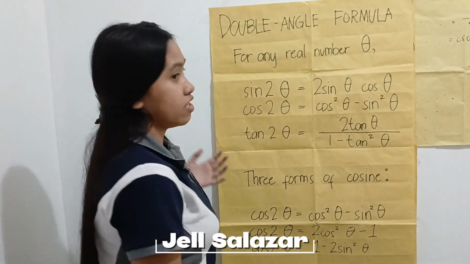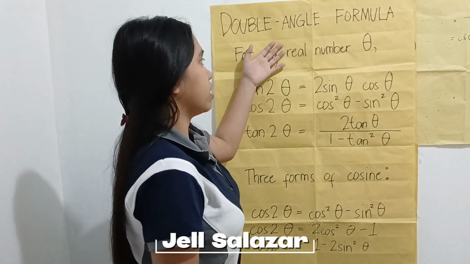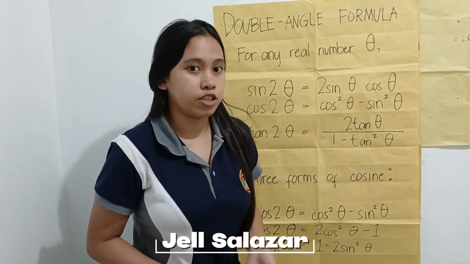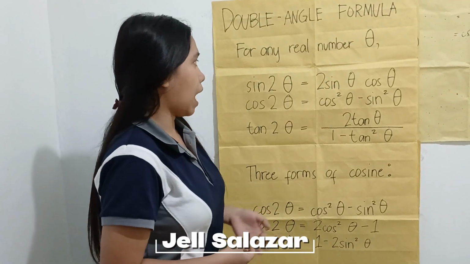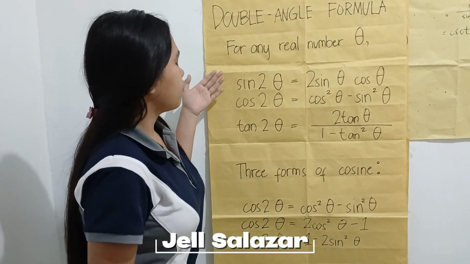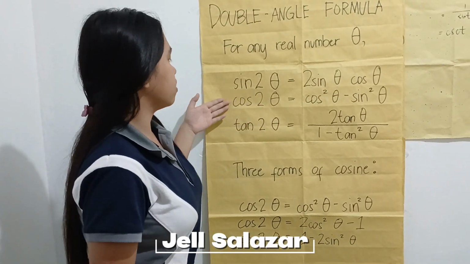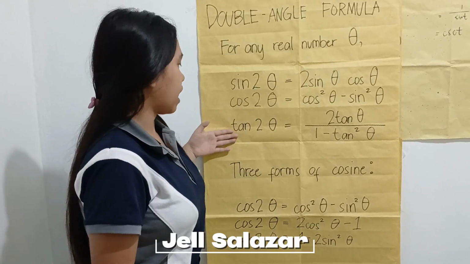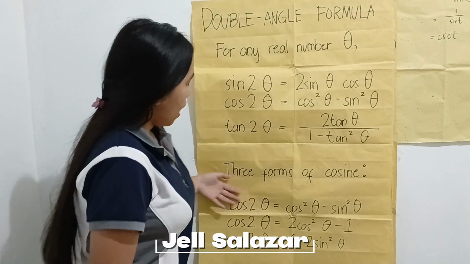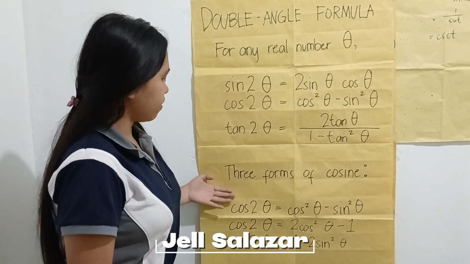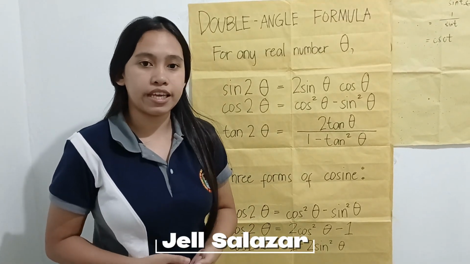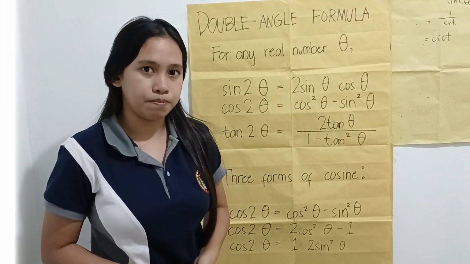So now let's proceed to the next topic, double angle formulas. Double angle formulas expressed in trigonometric functions of 2 theta. For any real number theta, this is the formula for sine 2 theta, and this is the cosine 2 theta and tangent 2 theta. And here we have the three forms of cosine. We choose the form depending on what is given in the problem.